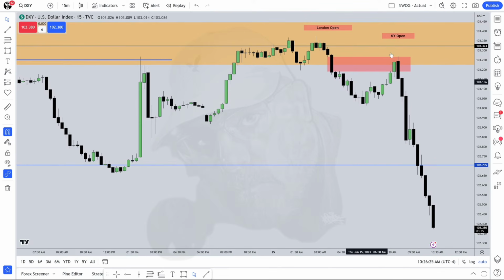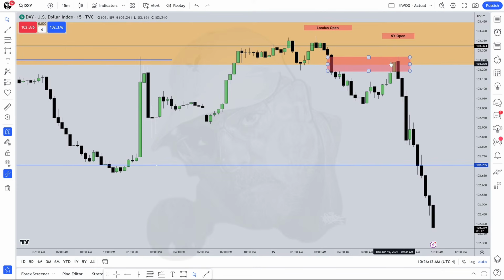Okay, so inside this little window of opportunity here, you're focusing on what? We've already worked up inside that consequent encroachment here. We've already seen the evidence that it wants to reject that. We have a shift in market structure. We have a fair value gap. And the market rallies up into what?